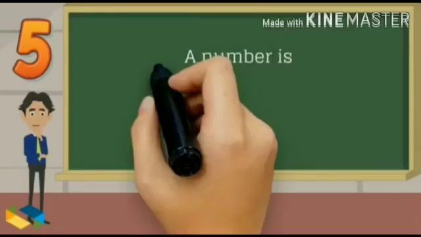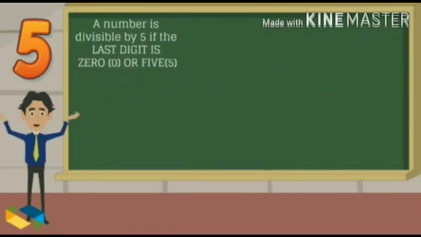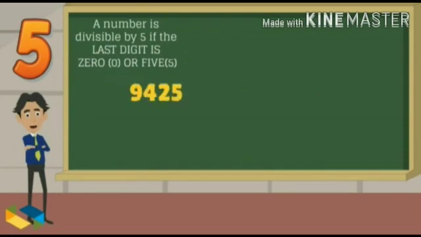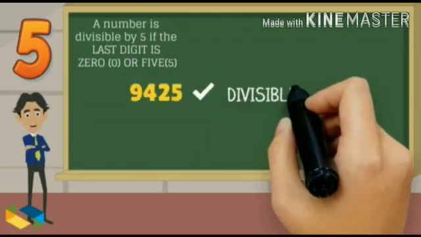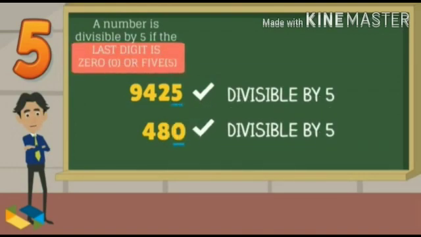For the number 5, the rule merely states that the last digit of the number has to be a 0 or 5. 9,425 is consequently divisible by 5, just as the number 480 is. The last digit is either 0 or 5.